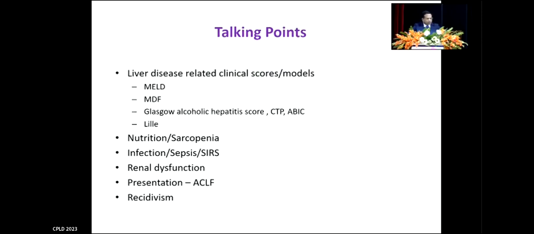So these will be my talking points. The determinants of prognosis can be divided into two broadly. One is liver related, and we know there are various models available: the MELD score, the modified discriminant factor, the Child score, and the Lille score. And I'll also talk of some non-liver factors which affect the prognosis of alcoholic hepatitis, like nutrition and sarcopenia, infection, sepsis, renal dysfunction, and how alcoholic hepatitis presents.